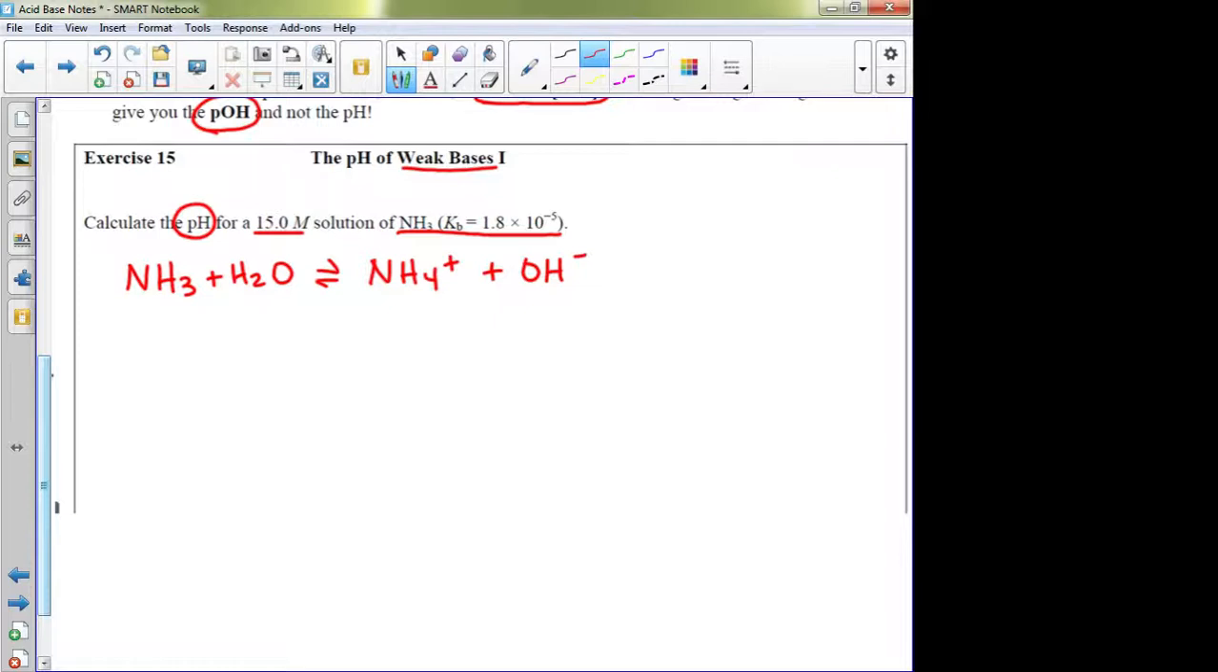Now can I see what happened? Yes. I know ammonia is my base, which means my water has to be acting as my what? Acid. Acids donate, bases accept. So I know I'm going to get NH4 positive and OH negative. Now remember, your water is a what? Liquid. So after I put water in there so I can see what happens in my equation, I'm also going to remember that it's not going to be included in any of my calculations.